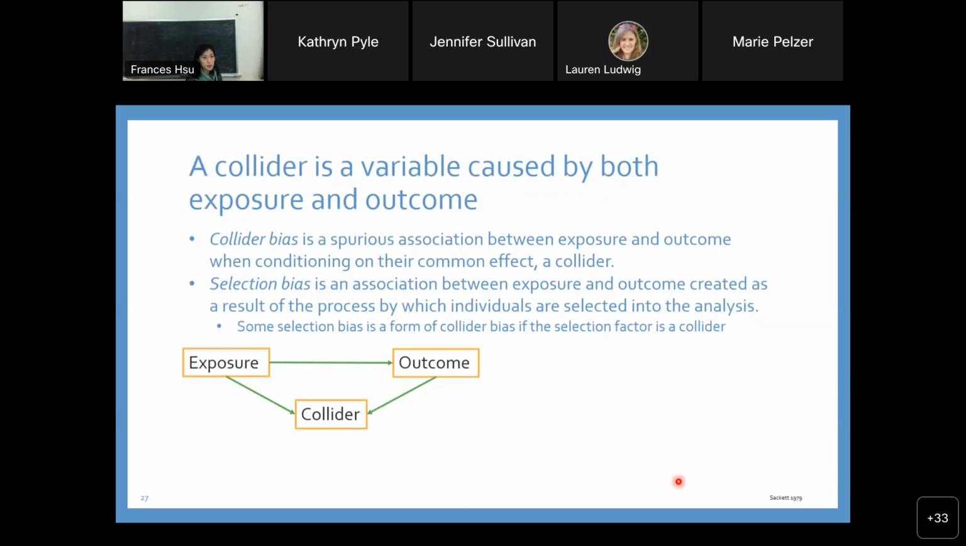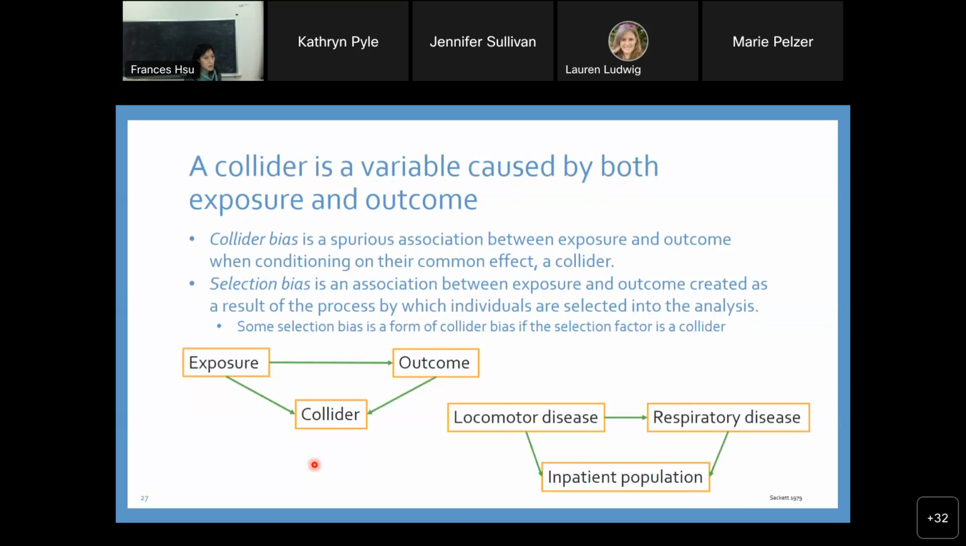A collider is a variable caused by both exposure and outcome. Collider bias is a spurious association between exposure and outcome when conditioning on their common effect, this collider. Selection bias is an association between exposure and outcome created as a result of the process by which individuals are selected into the analysis. Some selection bias is a form of collider bias if the selection factor is a collider.